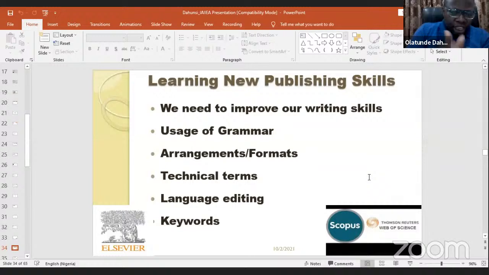That is why some people are not getting cited enough, because the world cannot even place you where you belong. So your keywords are words that are used for indexing and abstracting, and they must be consistent with your research line so that the world can know you for that research line.